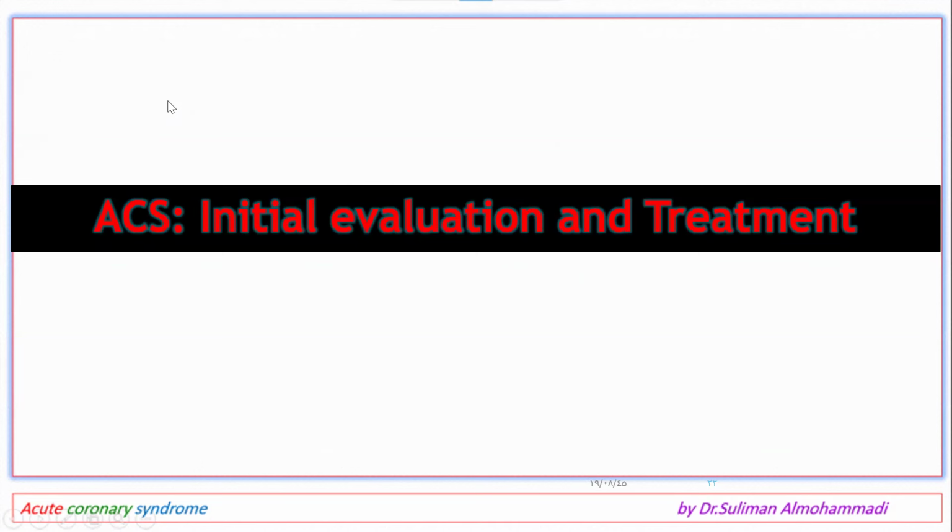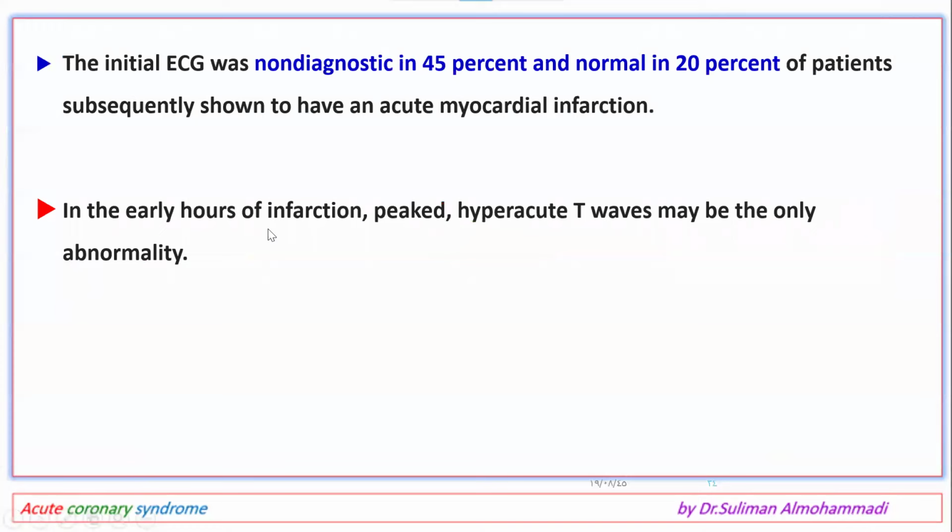So to diagnose STEMI, you have certain ECG criteria. The initial ECG may be non-diagnostic in 45% and normal in 20% of patients who turn out to have acute myocardial infarction. In the early hours of infarction, a big T wave, hyperacute T wave, may be the only abnormality that can be seen in the patient with ST segment elevation.